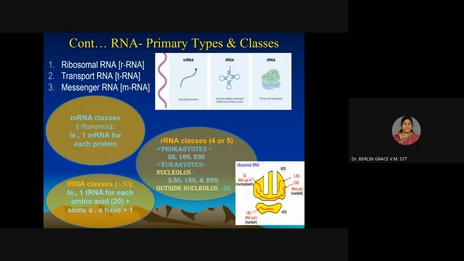For mRNA, we have plenty, one mRNA for each protein. For tRNA, we have one tRNA for each amino acid, so 20 will be there. In addition, some organisms have more tRNAs, maximum 10 to 50 tRNAs. rRNA in prokaryotes has three classes, 5S, 16S, and 23S. In eukaryotes, we have three types in the nucleolus and one type outside the nucleolus.